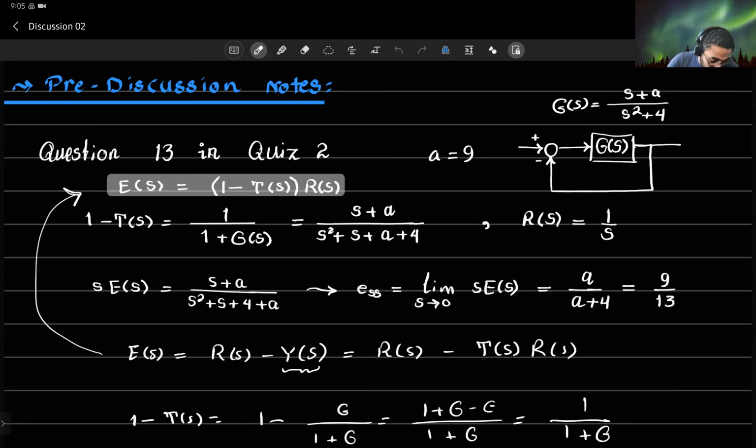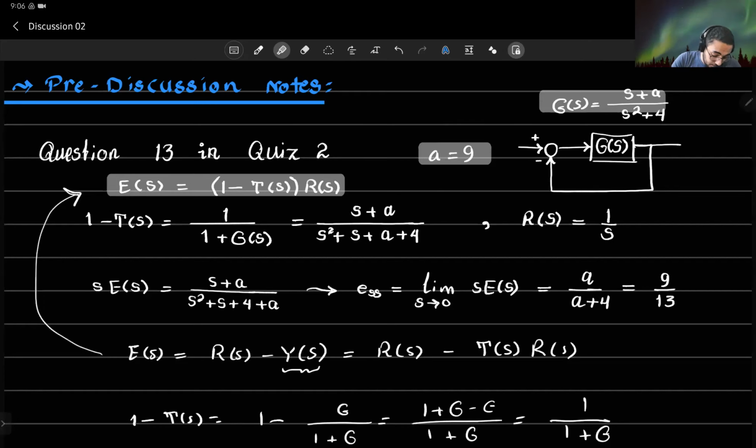In question 13 in quiz 2, you are given a transfer function given by this expression here, where a is a parameter that is equal to 9. And we would like to compute the steady state error for this transfer function when we close the loop using a unity feedback. So the steady state error is basically equal to 1 minus T of s times R of s.